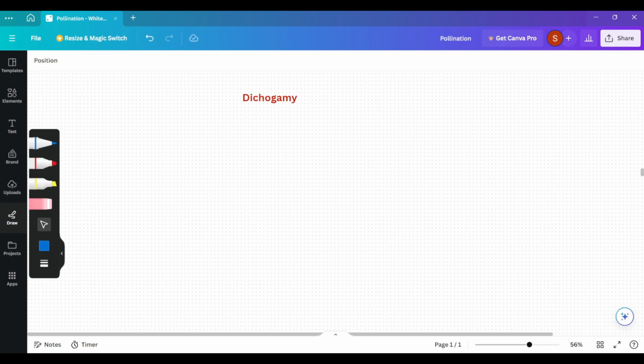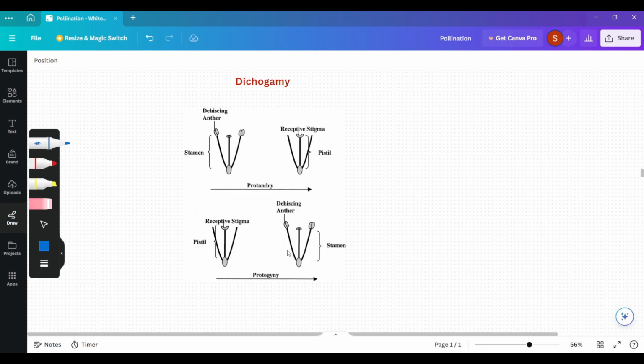Dichogamy is a condition where the pollen release and the stigma receptivity are not synchronized. It means either pollen is released before the stigma becomes receptive, or the stigma becomes receptive much before the release of pollen. This condition can also be classified as protandry and protogyny.